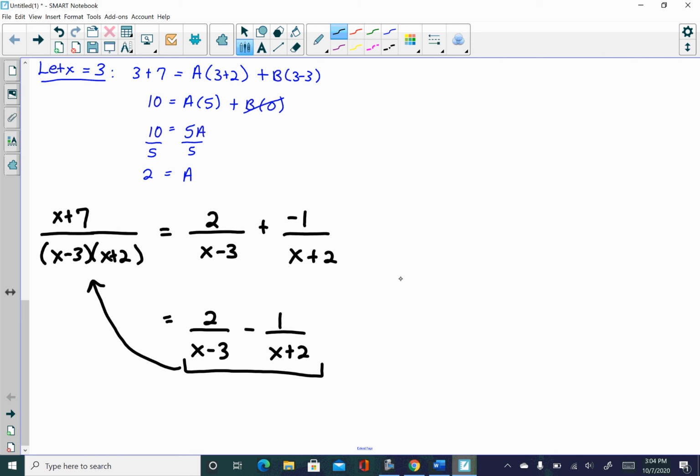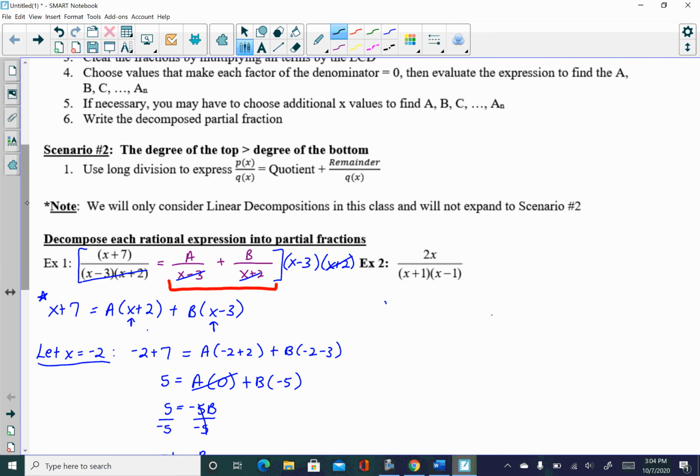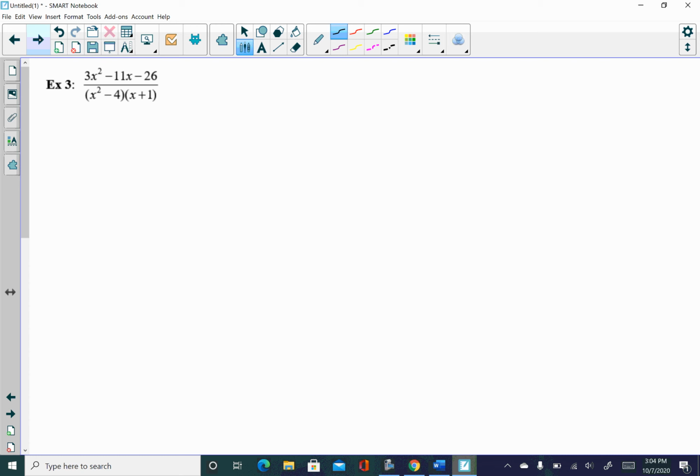And more especially in Calc 2, and then moving into differential equations. All right, so I'm going to let you try example 2 because example 2 runs exactly like this one. So you can try your hand at that, and I've shown all my work on the solution key. And then I'm going to flip it over, and let's look at example 3 together.